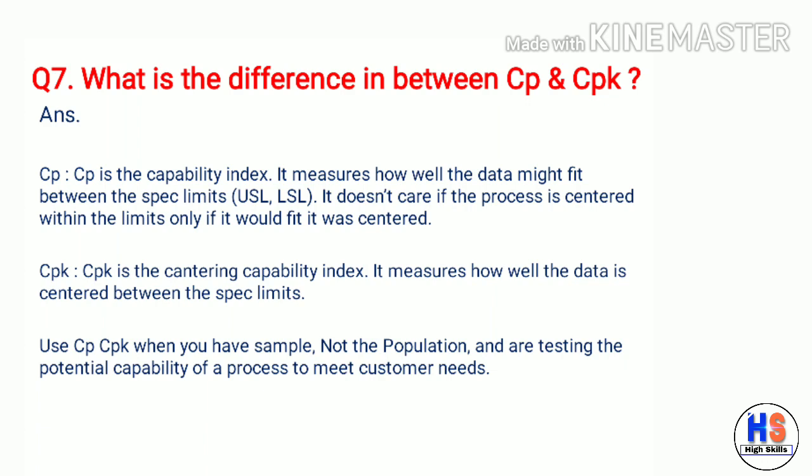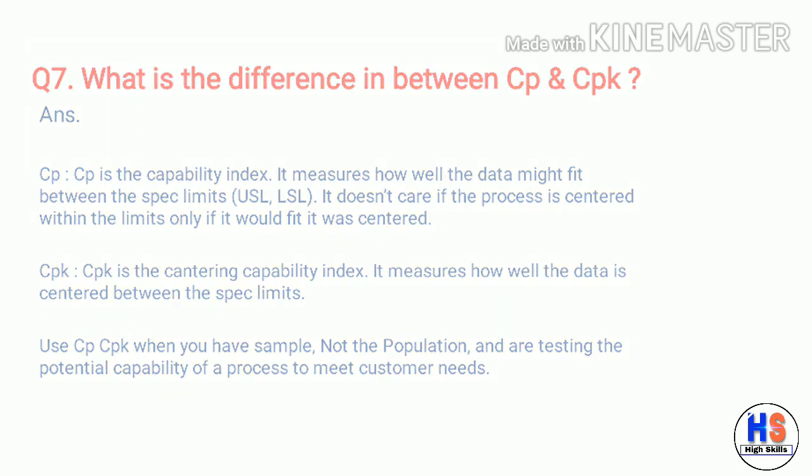What is CPK? CPK is the centering capability index. It measures how well the data is centered between the specification limits. Use Cp and Cpk when you have a sample, not the population, and are testing the potential capability of process to meet customer needs.